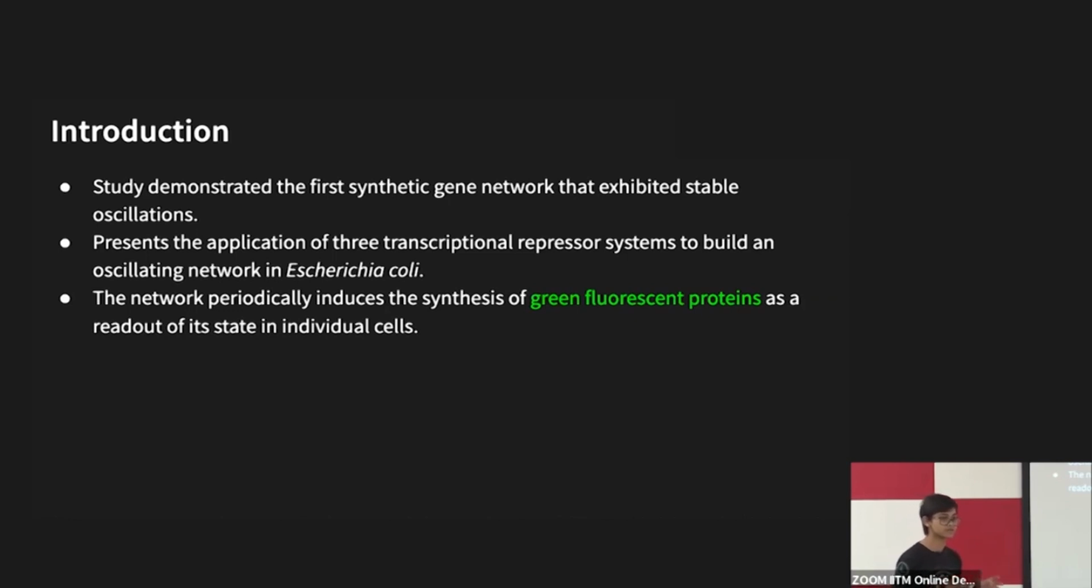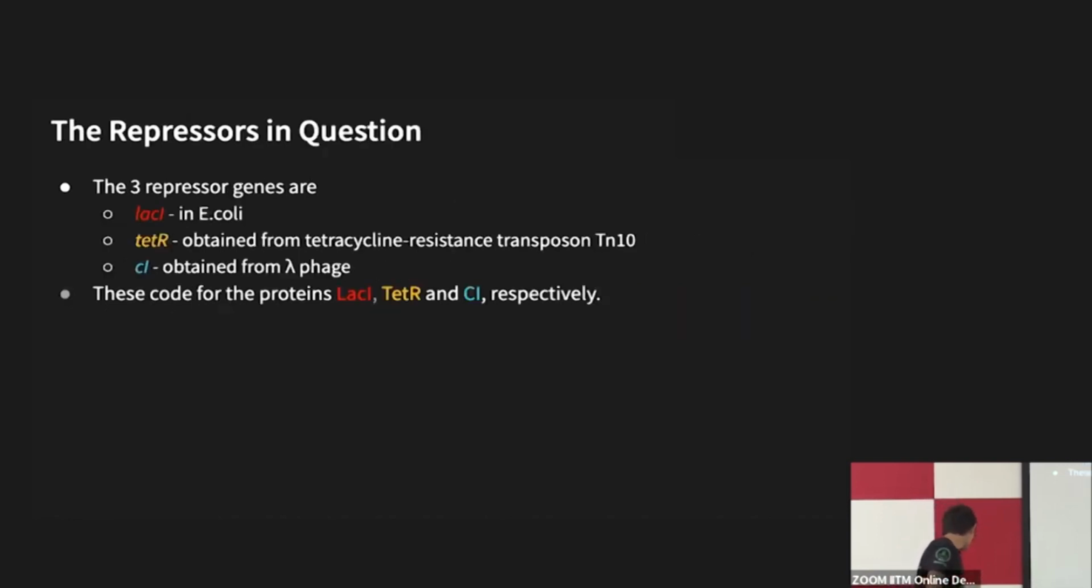in a culture of E. coli, MC4100. So this transcriptional repressor system basically forms this network that induces the synthesis of green fluorescent protein as a readout of the state of the entire network in each of the individual E. coli cells. So coming to the actual repressors that are mentioned in this system, we have the LACI, TETR, and CI genes. And respectively, they code for the proteins LACI, TETR, and CI.